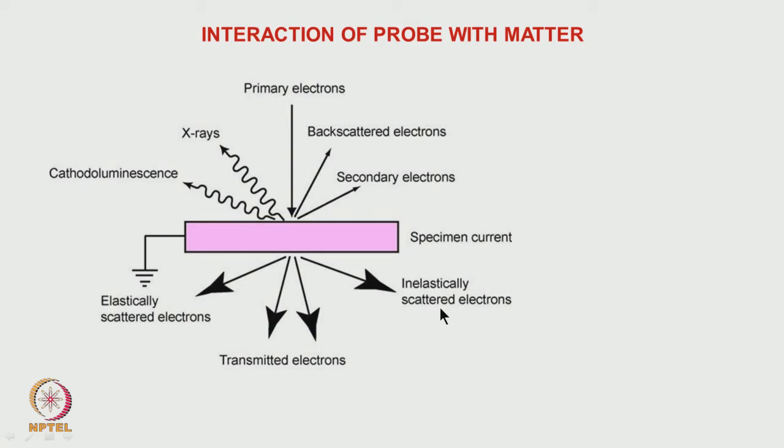These inelastically scattered electrons could be used in a technique which is called energy loss spectroscopy. That also gives information about the type of atoms which are there. So, chemical composition information we can get.